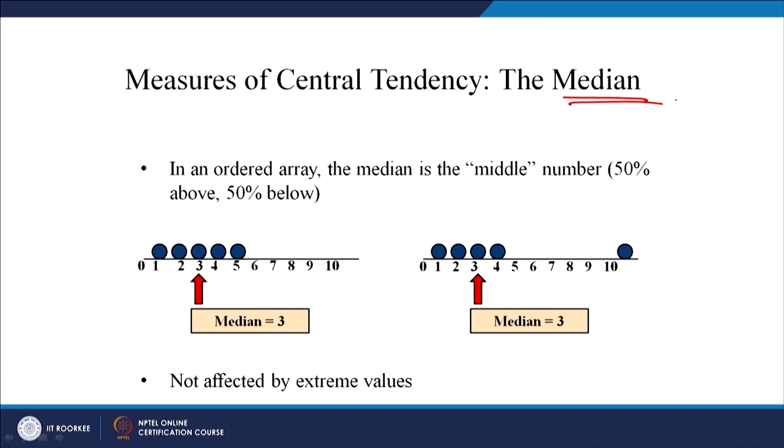So, let us look at these data points. So, this is 1, 2, 3, 4, 5. So, the median is this data point 3. So, the median is 3, right. Let us look at another example.